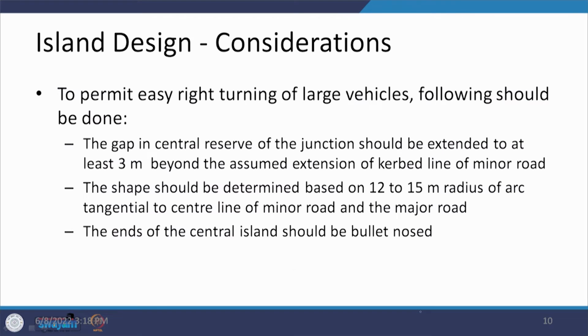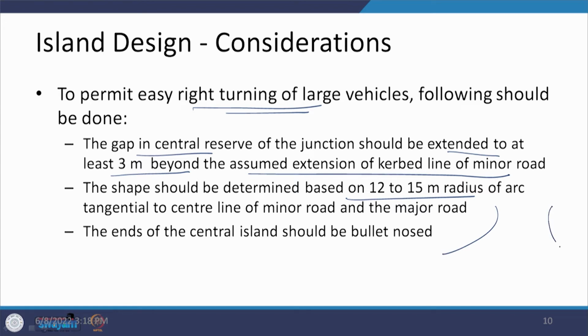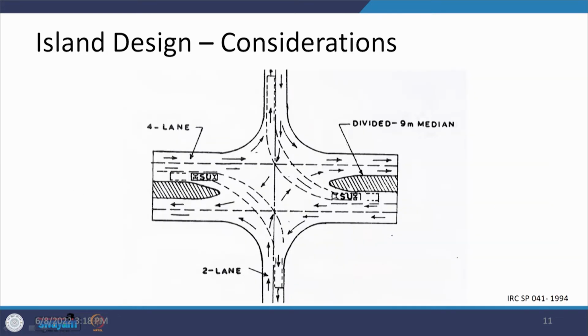Then when you have right turning traffic of large vehicles, we talked about that we should have a gap in the central reserve, and it should be extended by at least 3 meters beyond the extension of the curve line of the minor road. So, we have looked at this aspect, and we also talked about that the radius of the arc can be on both of the sides, this side and this side, 12 to 15 meters, and the end of the central island should be bullet nosed. Now, here some of the things have been shown by way of, say, a vehicle which is standing here, or a vehicle which is standing here, which can be a single unit truck.